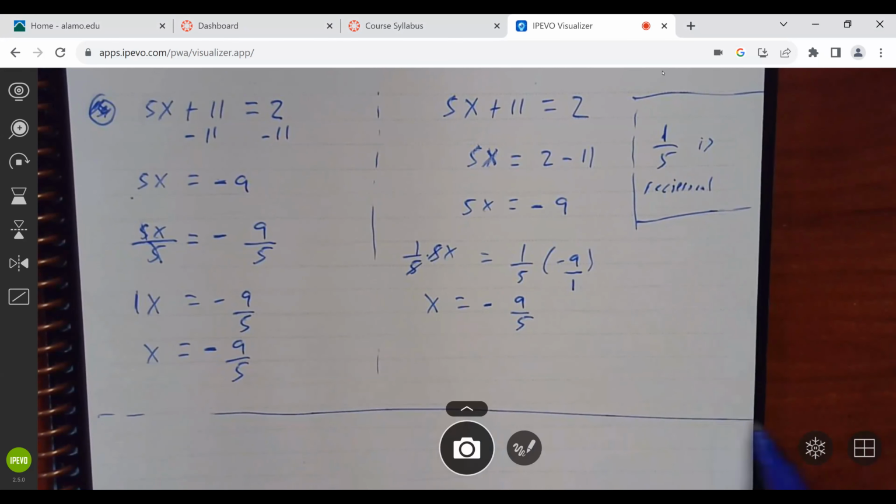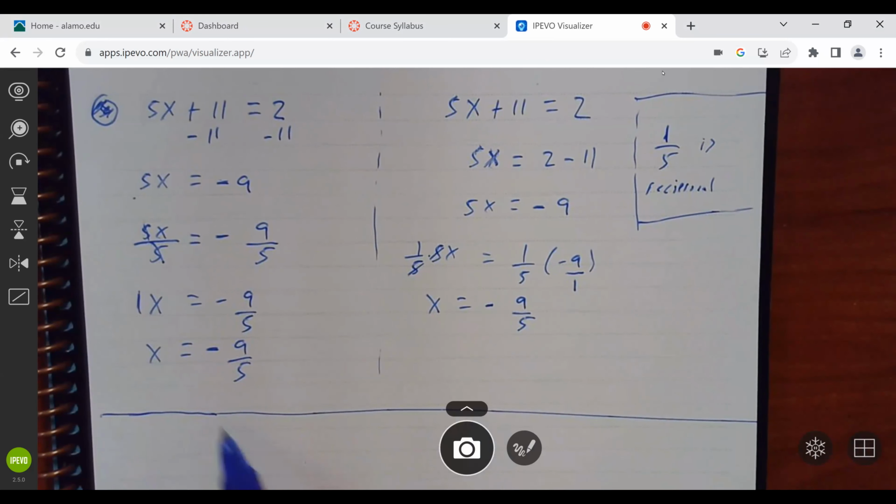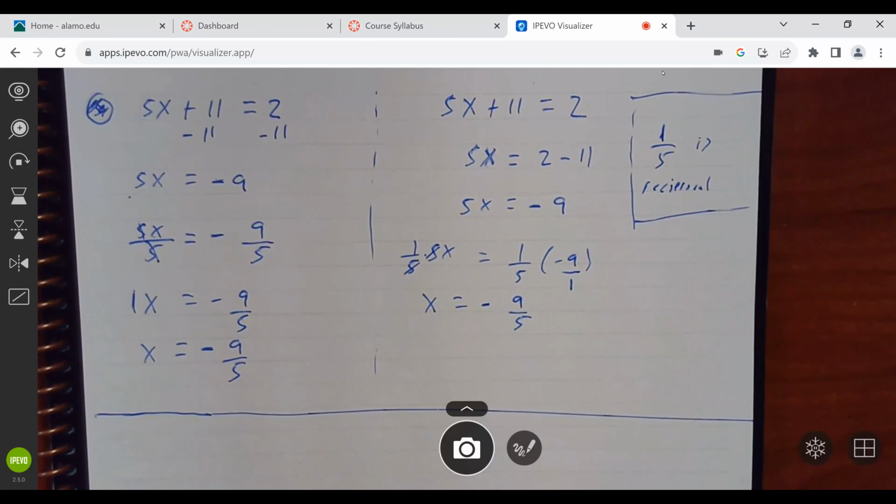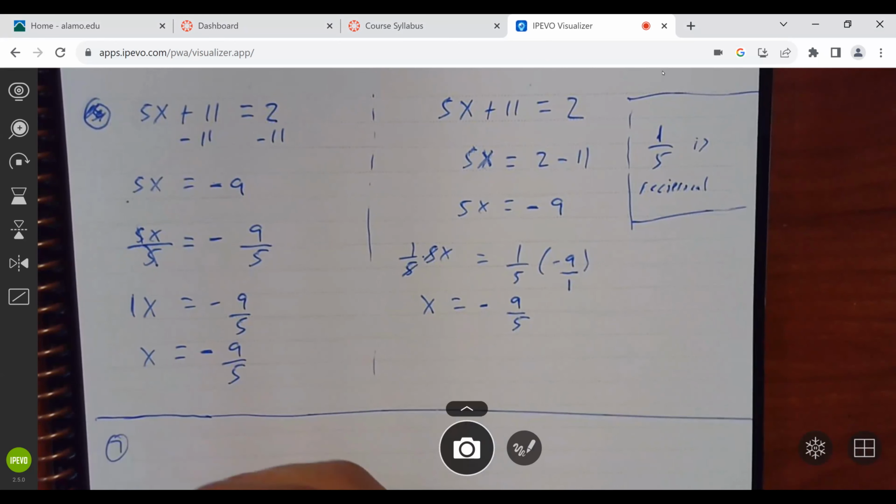You guys cool on this first problem? That looks like 8 fractions, dude.